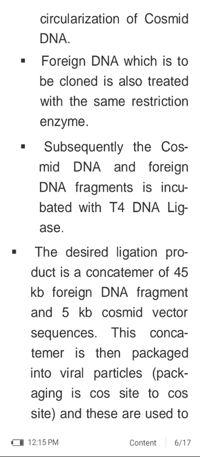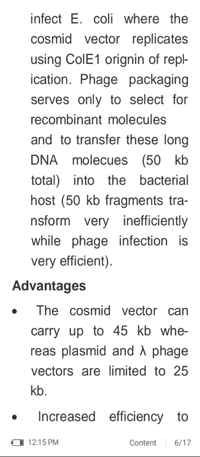Foreign DNA which is to be cloned is also treated with the same restriction enzyme. Then subsequently, the cosmid DNA and foreign DNA fragments are incubated with T4 DNA ligase. The desired ligation product is a concatemer of 45 kb foreign DNA fragment and 5 kb cosmid vector sequence. This concatemer is then packaged into viral particles. Packaging is cos site to cos site, and these are used to infect E. coli, where the cosmid vector replicates using its own origin of replication.